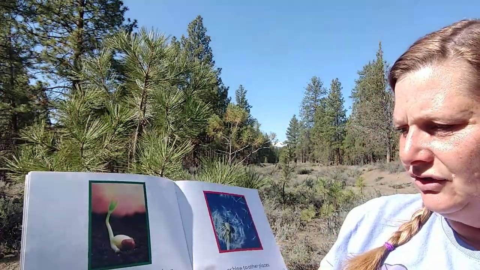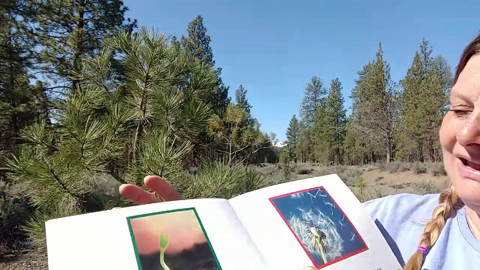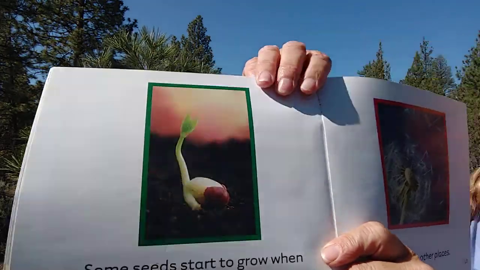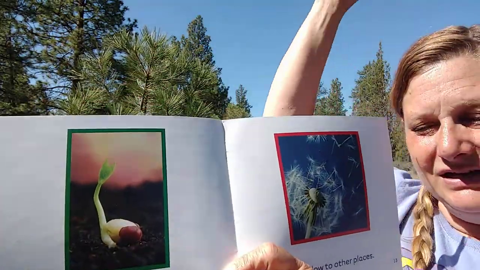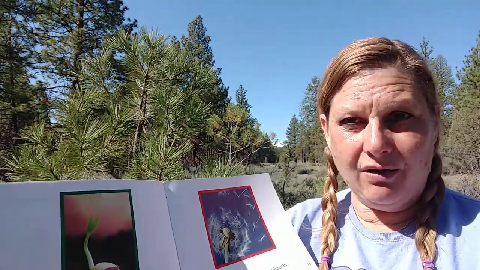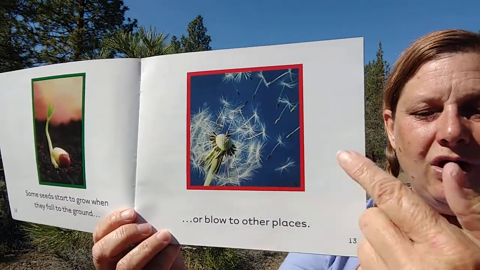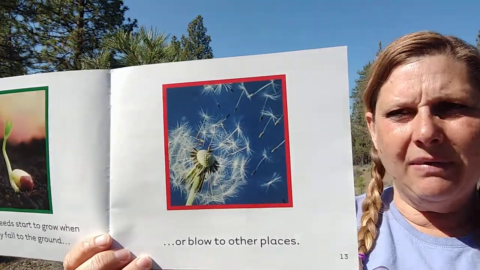Now, some seeds start to grow when they fall to the ground. Do you see this little guy here? Whoa. This little guy right there. And he's growing and he's reaching up to the beautiful sunshine or below into other places. Now this seed, this acorn, dropped to the ground, and he didn't go very far because he just dropped right off the tree onto the ground. But this dandelion is blowing in the wind, and so who knows where those seeds will end up, because they are out there on the wind floating off into many, many other places.